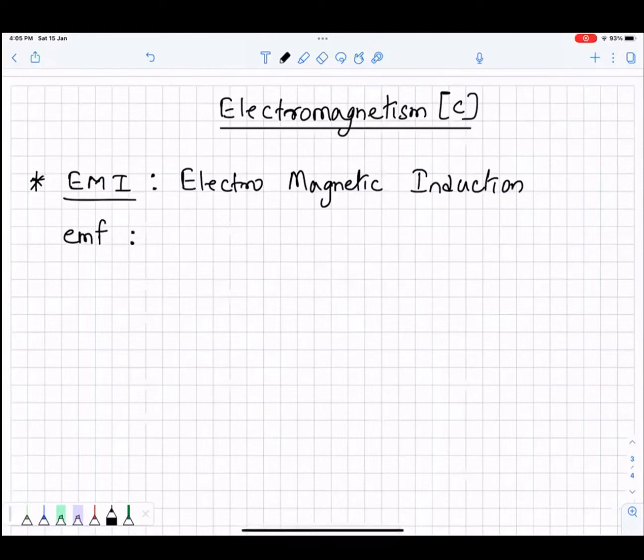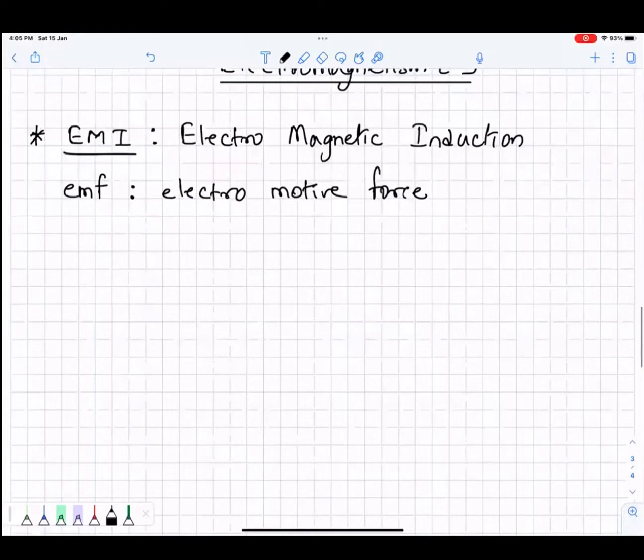EMF, now guys, what do you mean by EMF? So EMF, remember, electromotive force, that is called EMF, electromotive force. Now, let's start with what is EMI.